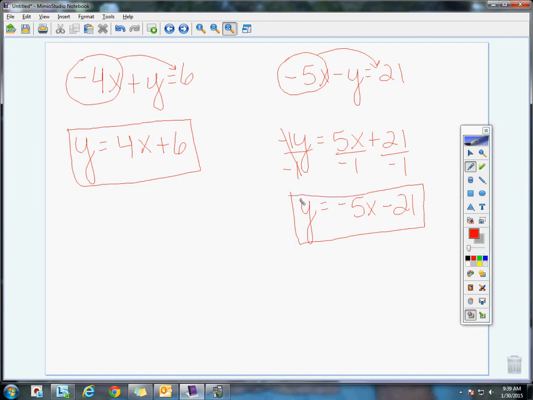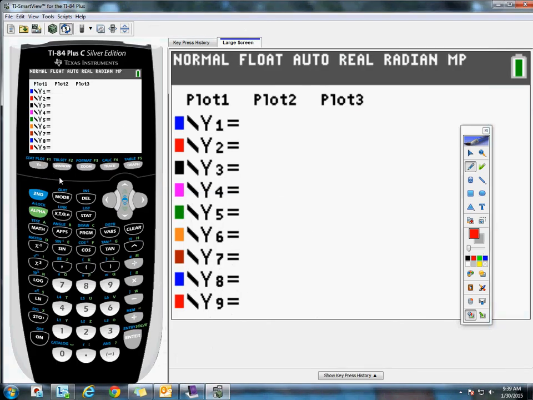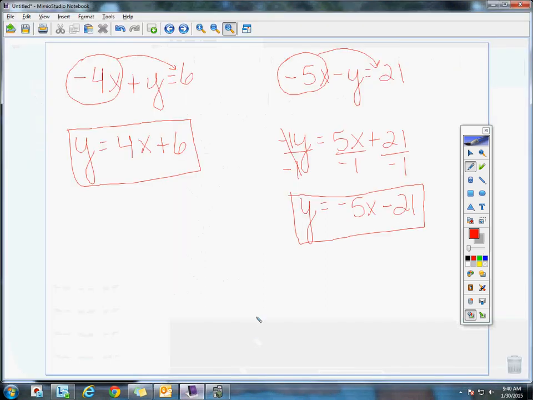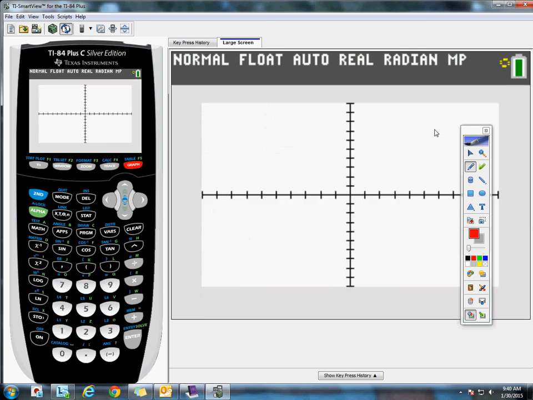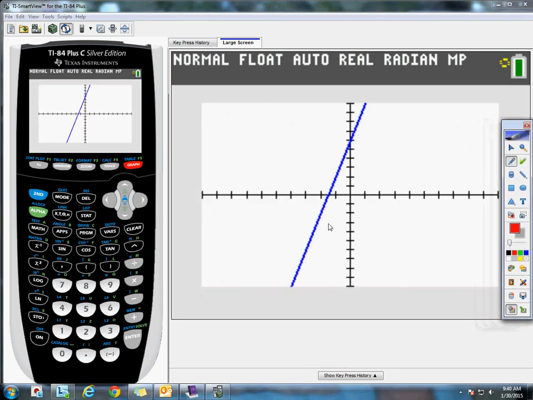Once we have those two equations, we're going to go to our calculator, go into y equals, and so our first one was 4x plus 6. The second one is negative 5x minus 21. Make sure you have the minus sign on a negative in between. Once you have that, you hit graph. So there's our first line. And there's our second one.